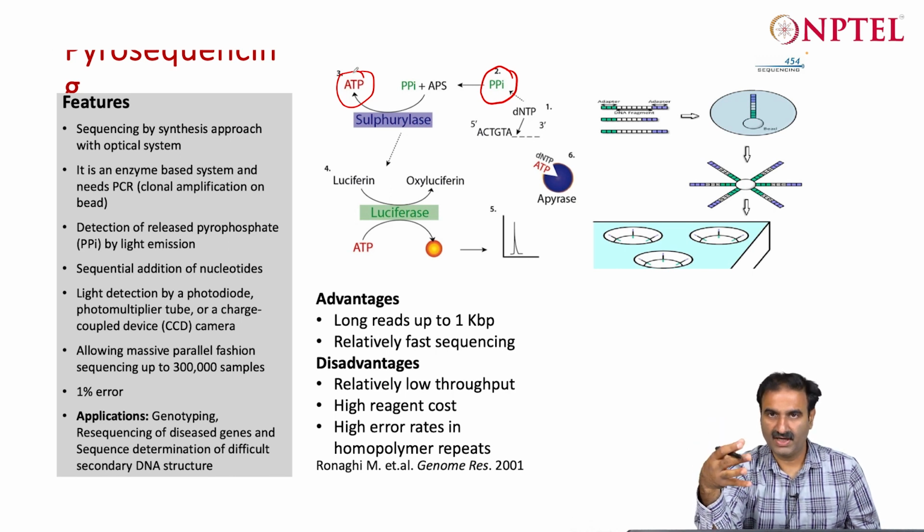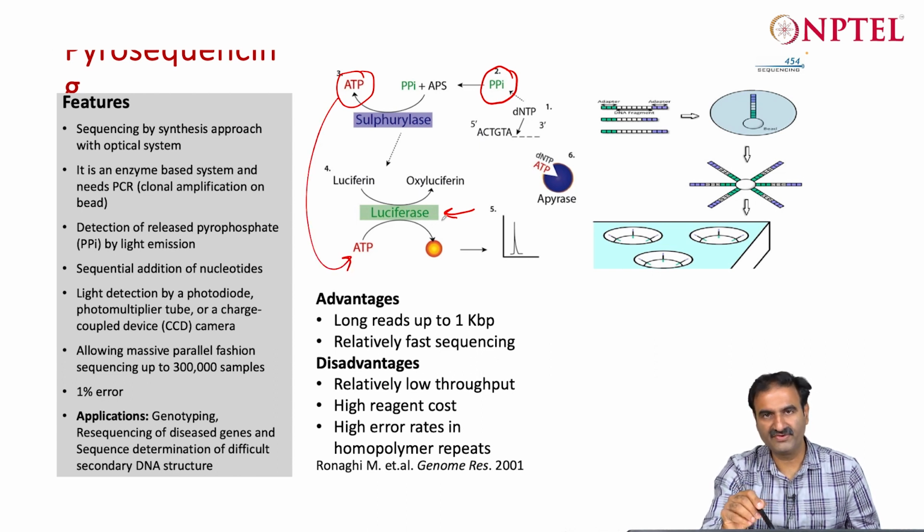Now how will we actually detect that ATP? So basically, an enzyme called luciferase can generate light, but it needs ATP for that. When ATP is released, the luciferase uses this ATP and produces light. And then light is a signal that a nucleotide has been inserted. But what nucleotide has been inserted, we don't know.